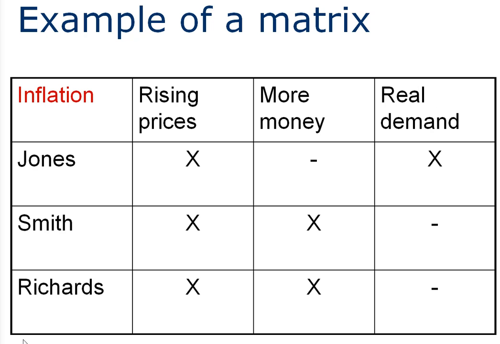Right, we've made it a bit more concrete. We're looking here at the concept of inflation. We're going to look at what Professor Jones, Smith and Richards had to say about it, and seemingly some of the elements they mention in relation to inflation are rising prices, more money that is available in circulation, and some things about real demand. We for instance find that Jones mentions rising prices and real demand in relation to inflation, but not more money. Whereas Smith does, but he does not seem to talk about real demand, and neither does Richards. So Smith and Richards seem to be on the same page, whereas Jones is going to focus more on some other aspects that are related to inflation.